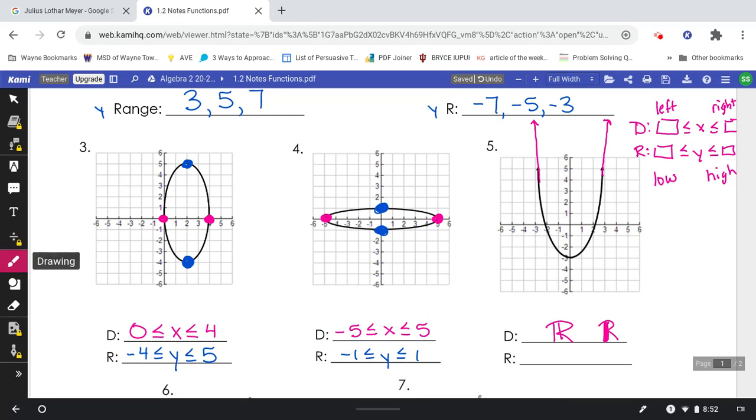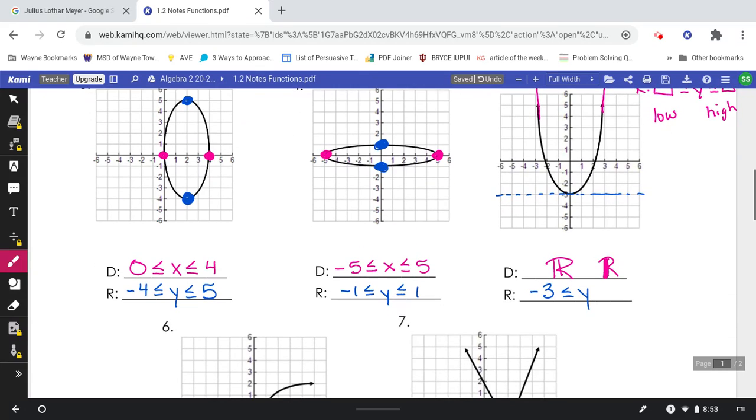All right, so for the range, there is a low boundary. Your graph never goes lower than that. So we can say the low range is -3. And then the high range, if you notice, these arrows keep going in both directions. So there is no high range. It just keeps going. So it goes on forever. So I just leave it like that.